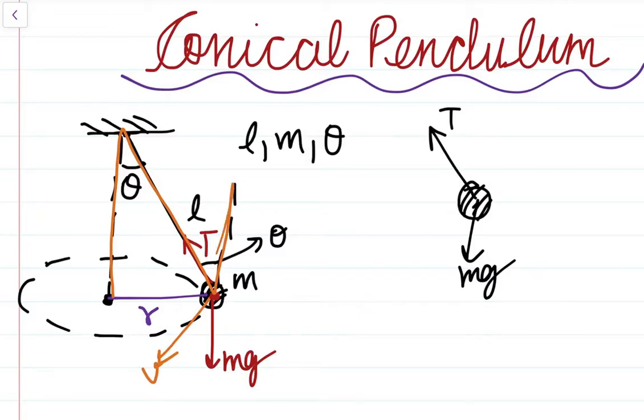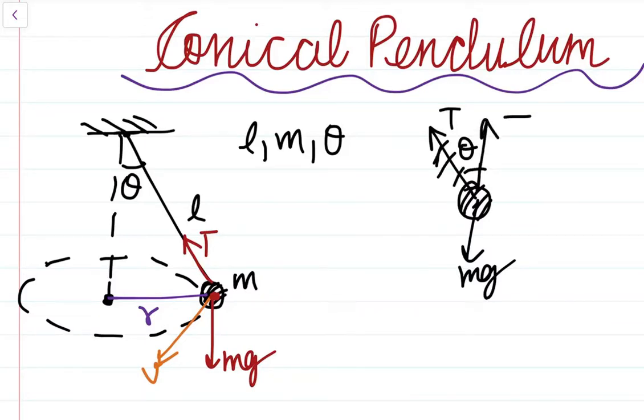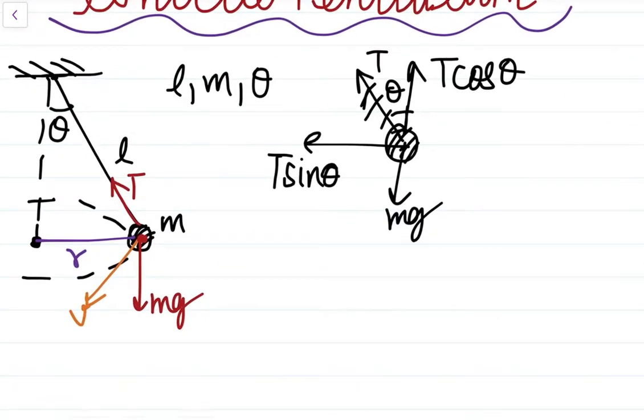I'm just erasing this to avoid confusion. So we can write this angle is theta. When we break the components of the tension, in the upward direction it will be T cos theta, and in this direction it will be T sin theta. And we can write that T cos theta is equal to mg because there is no acceleration in the vertical direction. So let this be equation number 1.